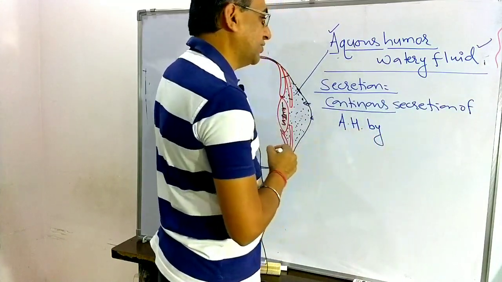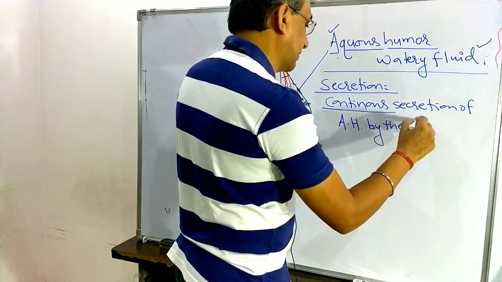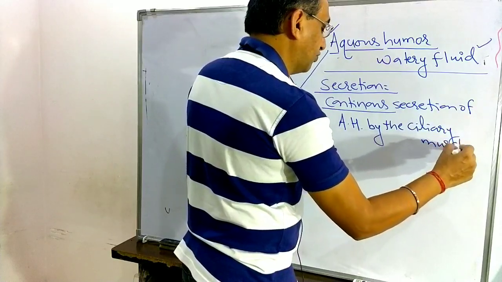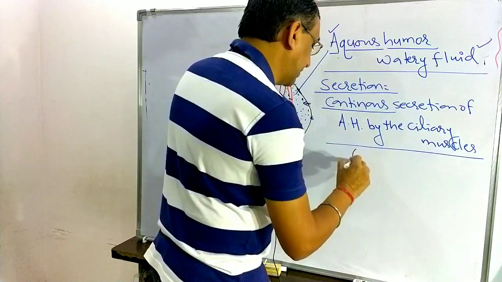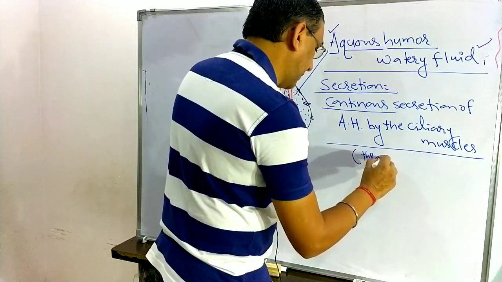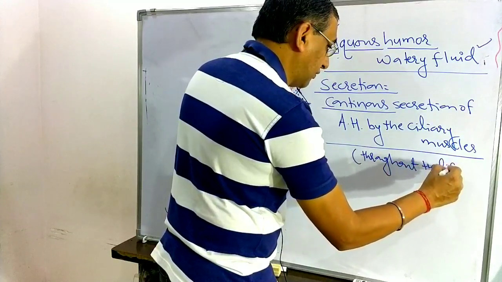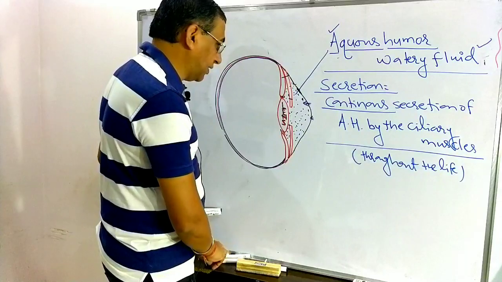There is continuous secretion of aqueous humor by the ciliary muscle. Continuous secretion means throughout life, there is continuous secretion of the aqueous humor here.